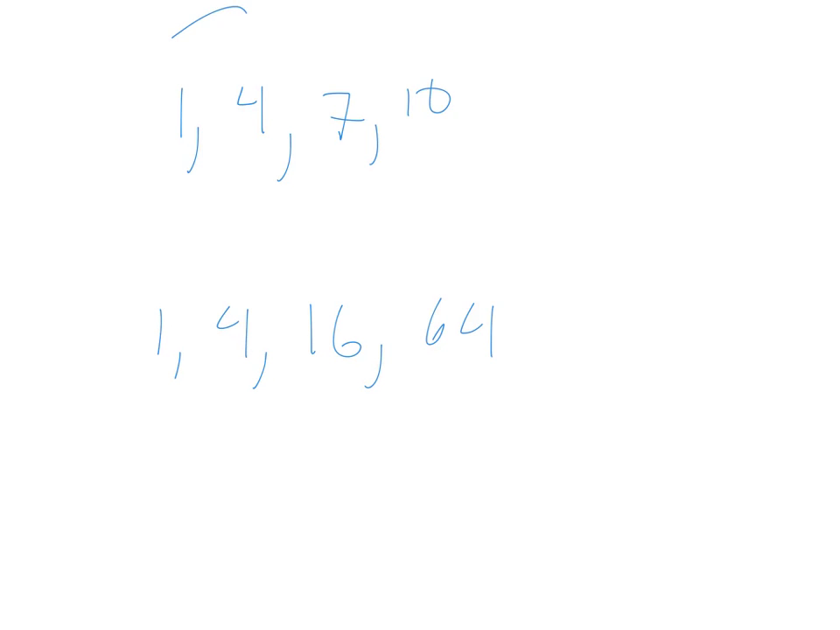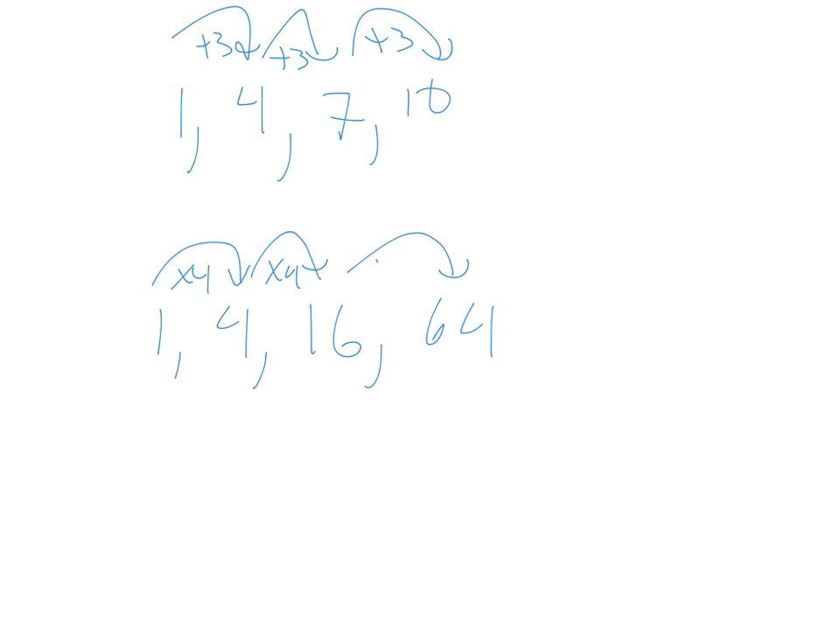So how do we know if we're dealing with a geometric formula or an arithmetic formula? Well, just look for whether it's a common difference or a common ratio. Remember 1, 4, 7, 10 versus 1, 4, 16, 64. Common difference of plus 3 here. Common ratio of times 4 here.